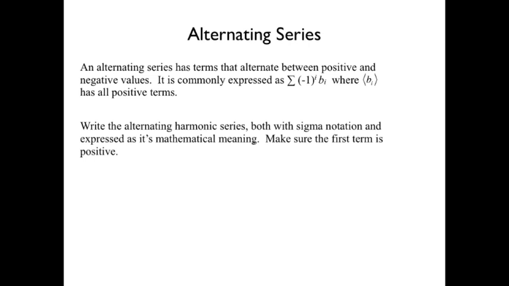So what would the alternating harmonic series be? Could you write it in sigma notation? And then could you express it out in its meaning, right? And then write it in such a way that the first term is positive. See if you can do that. Use sigma notation to write the alternating harmonic series.